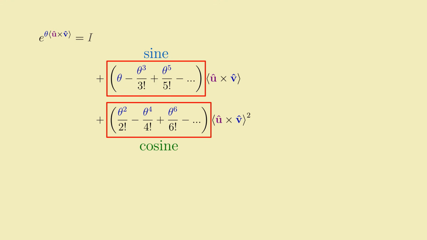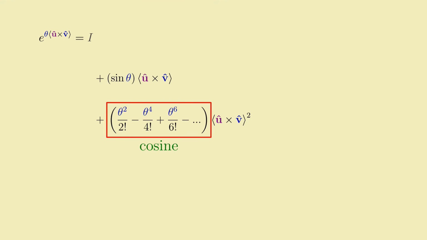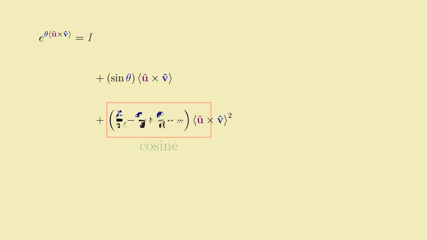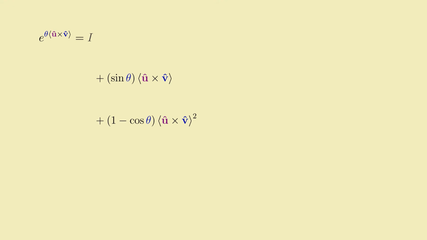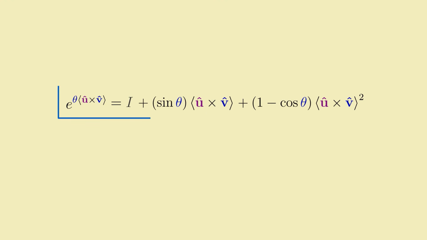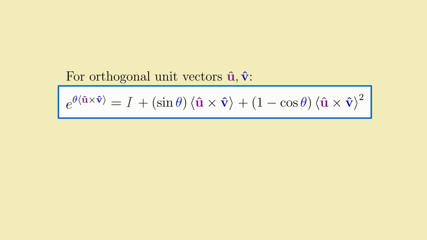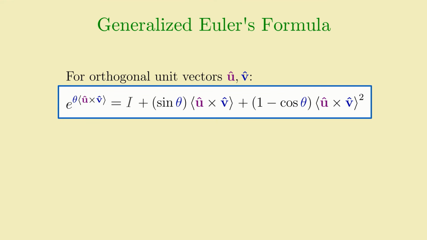Specifically, our alternating series with the odd powers of theta is precisely the infinite series representation of sine of theta. And the second alternating series is actually the series expansion for 1 minus cosine of theta. So the end result is a short formula for e to the theta u tilde v: the identity matrix I plus sine of theta times u tilde v plus the quantity 1 minus cosine of theta times u tilde v squared. And that's it. That's our generalized Euler's formula that works in 3D or even higher dimensions.